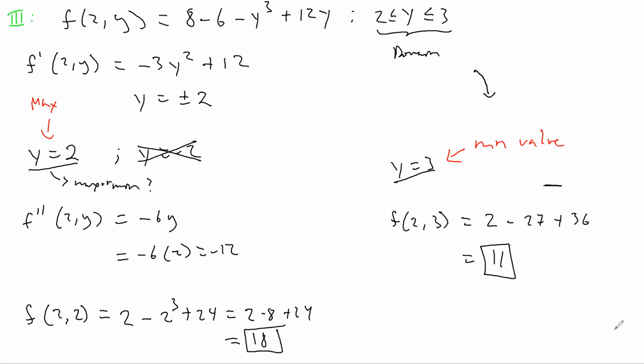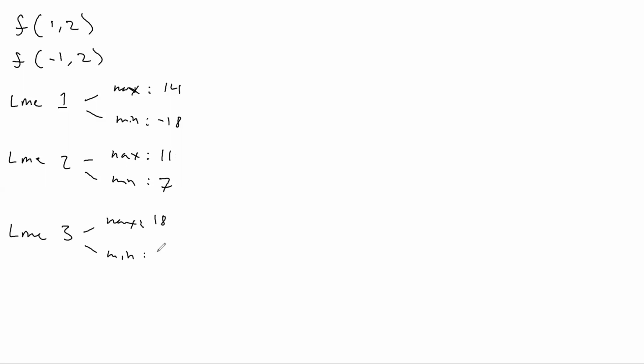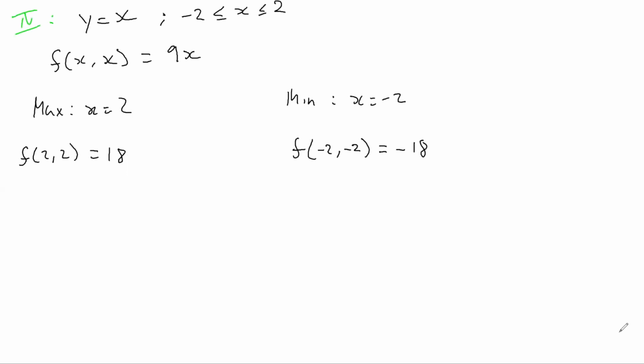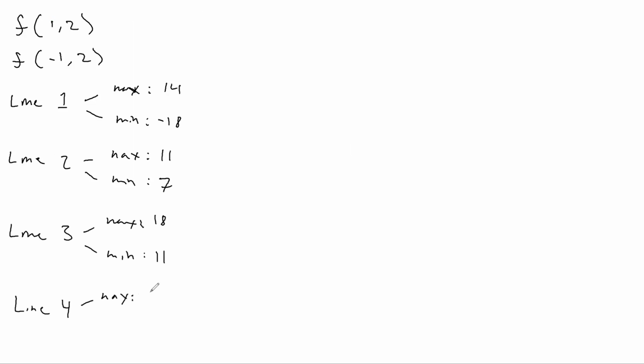Line 3, we have a max value of 18 and a min value of 11. Now for line 4, which is the last line that we just figured out, we have a max of 18 and a minimum of -18. All right.